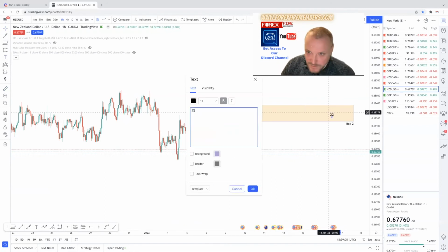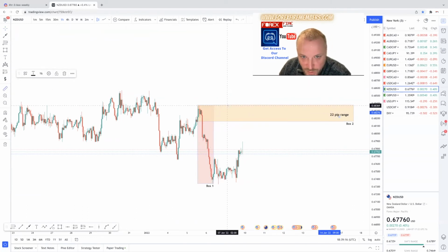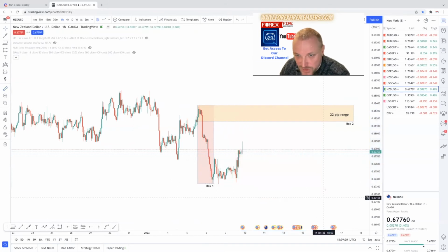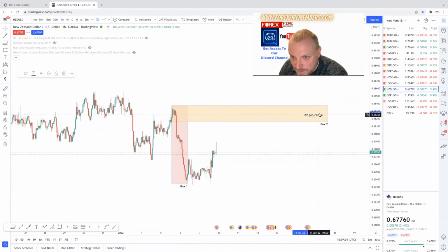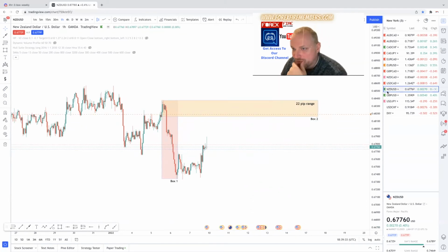I'm just going to put 22 pip range. So you'll get used to these sort of things as well. I said around about 100 pips is normally a good range to be working within. See that there again? That's 102 pips, so that's good. Once again, we'll get the alert to come in to tell us. Want the alert there. We'll make this red.